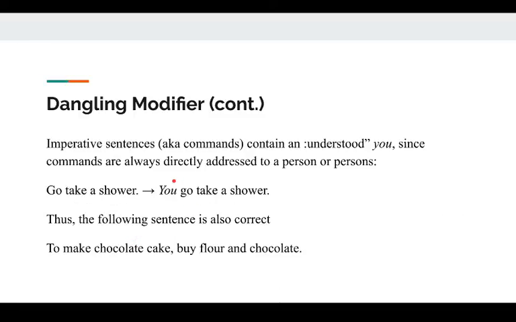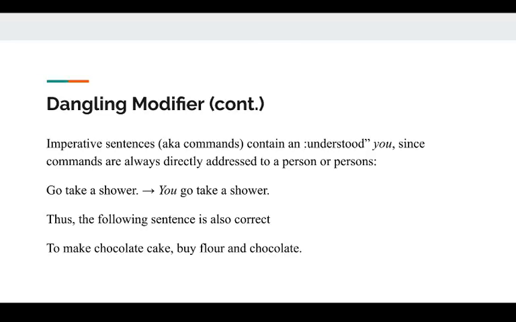So next we have imperative sentences, which are basically commands, and contain an understood you, since commands always go directly addressed to a person or persons. So some examples of imperative sentences are, this is on the left side of the arrow, "Go take a shower." There is an implied you before the go, so it would be saying "You go take a shower." So imperatives can just be thought of as commands. So you're just commanding someone, go take a shower. It's just a shorter way because there's already an implied subject as to who you are commanding to go take that shower.